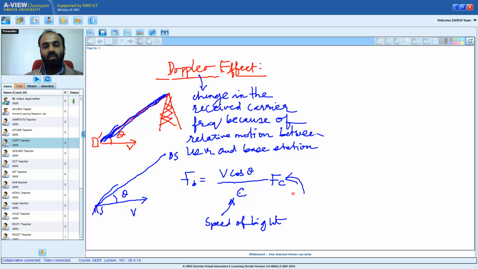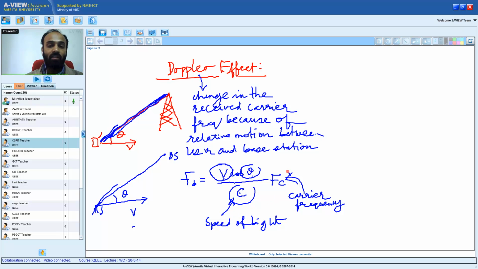Fc is the carrier frequency. So what this says is there is a shift in the carrier frequency. That shift is proportional to the velocity v and the angle theta. Now you can see if the velocity is high, the Doppler shift is high. Of course, if theta is 0, that is the user is moving directly along the line joining mobile station and base station, the Doppler shift is highest. But if the user is moving perpendicular, then the Doppler shift is 0. And c is the speed of light.